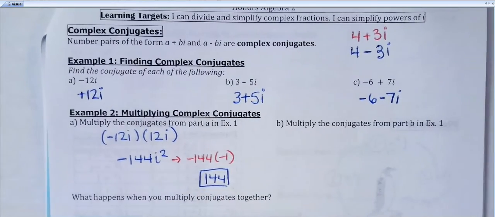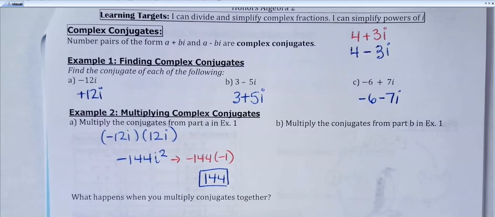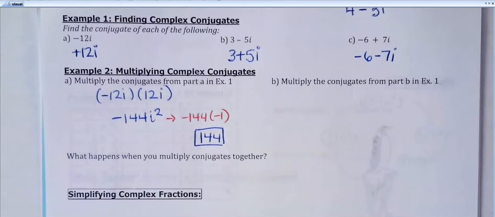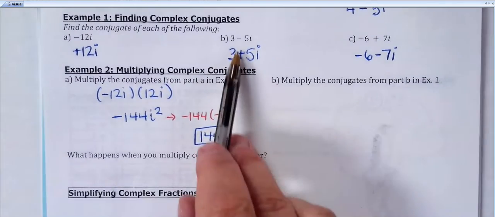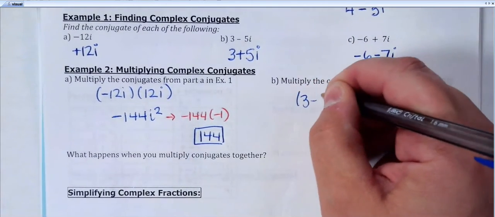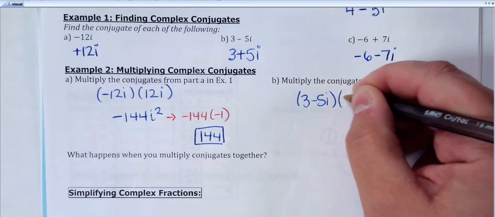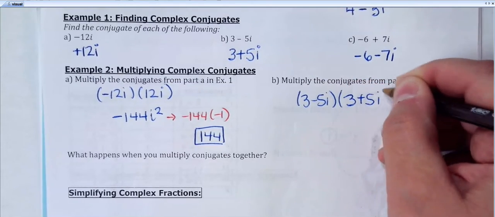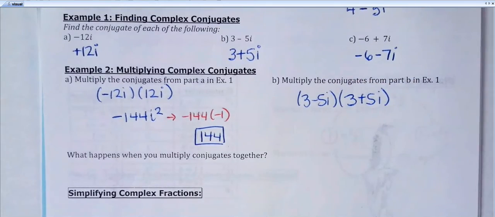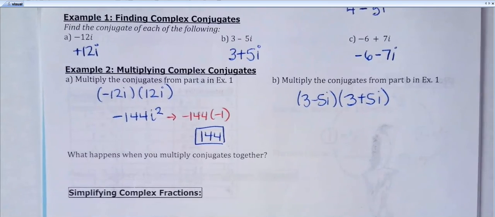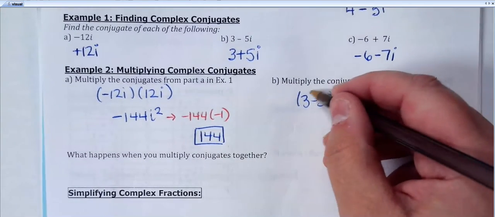Okay, and I'm going to do the same thing. So that's a conjugate with just a single imaginary part there. And just to remember, i squared is equal to -1. That's part of the definition. Now, I'm going to take from example 1, part B. So that was the 3 minus 5i and the 3 plus 5i. And then I'm going to ask you about these two problems in a second, what you might notice about what happens when we multiply these conjugates together.